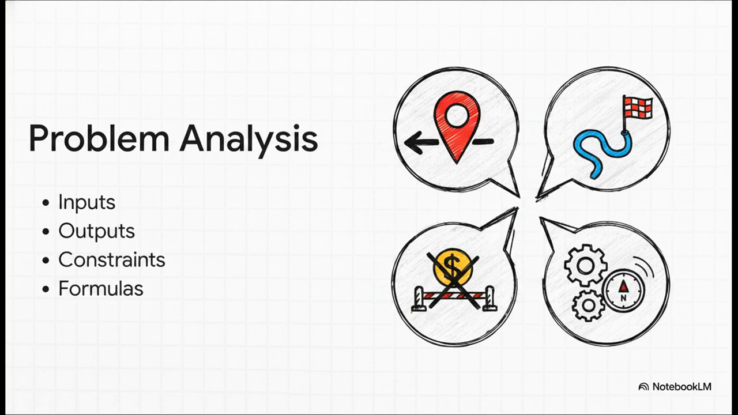Imagine you're building a simple navigation app. The input is your current location and destination. The output is the fastest route. The constraint might be avoiding toll roads. And the formula? That's the math calculating the distance. You've got to have all four.